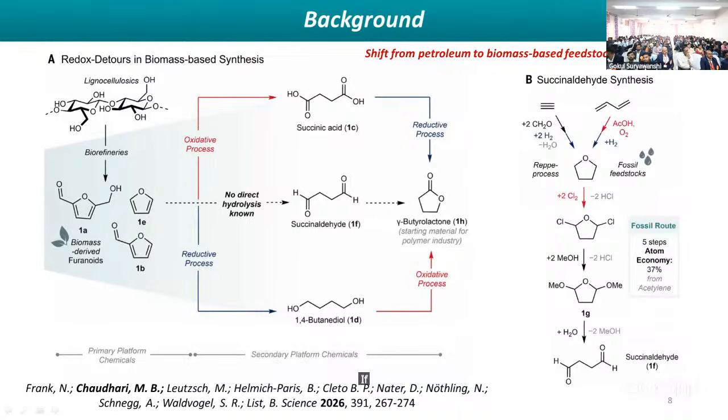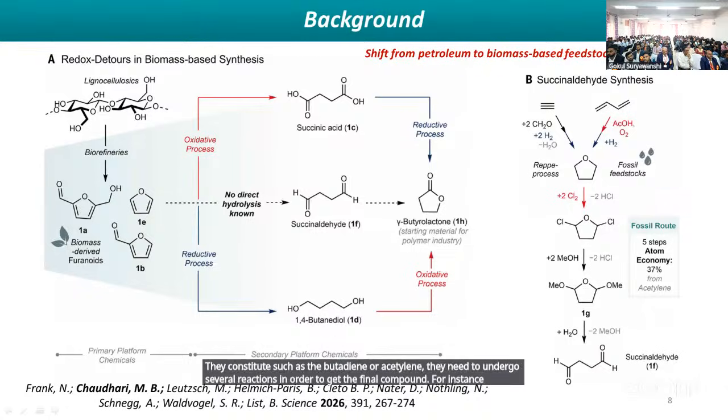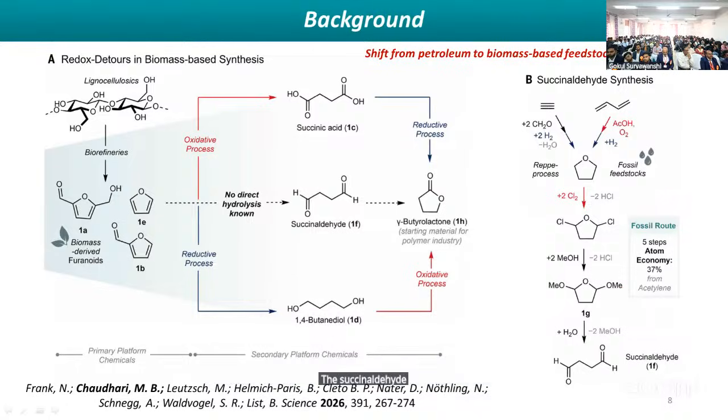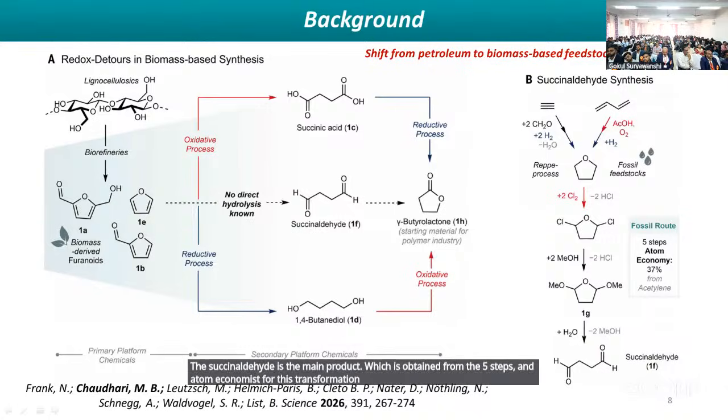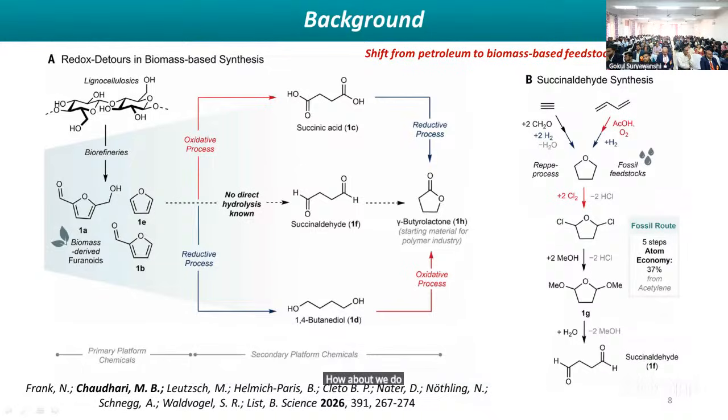If we want to do defossilization, we have to shift from petroleum-based to bio-derived compounds, because the fossil sources, such as butadiene or acetylene, need to undergo several reactions in order to get the final compound. For instance, I have shown this reaction where at the bottom you can see succinaldehyde is the main product, which is obtained in 5 steps, and the atom economy for this transformation is very poor. How about we do this transformation from bio-derived furan in one step? It will be atom economical, pot economical, and redox economical. So this will have all the features.